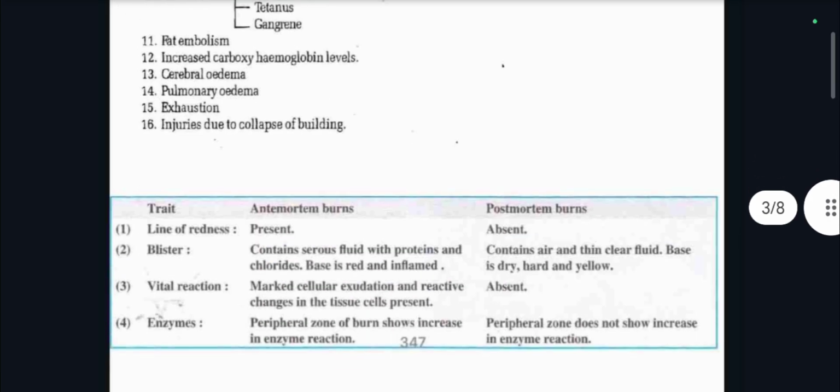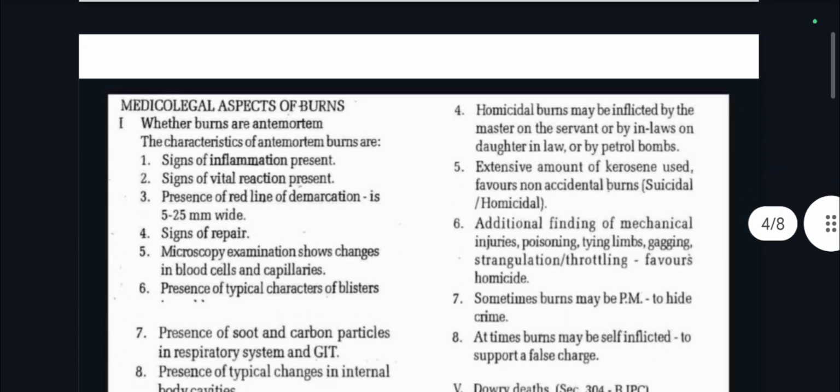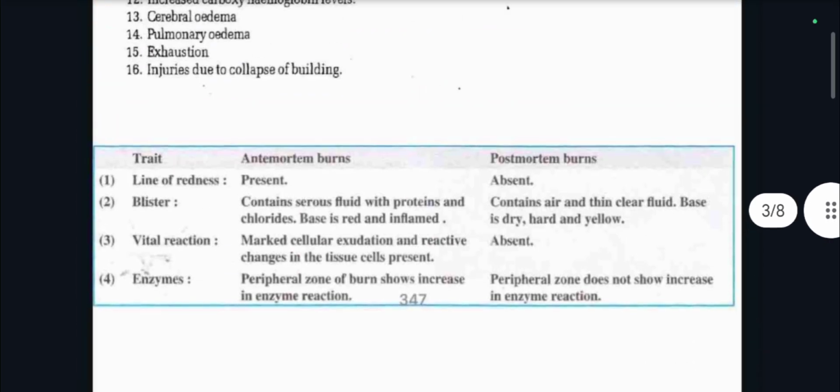Moving ahead, now this is a very important question regarding differentiation between antemortem burns, before death, or say when the person is alive, and postmortem burns. In general, we are going to have only 4 traits: line of redness, blister, vital reaction, and enzyme. So without reading also, people can tell me what is the point regarding vital reaction. Obviously it is going to be present in antemortem burns and absent in postmortem burns.